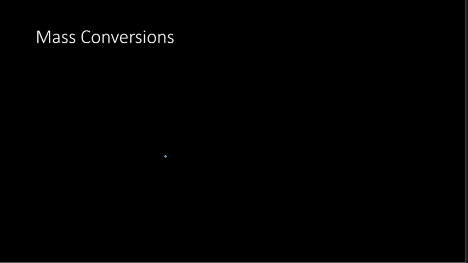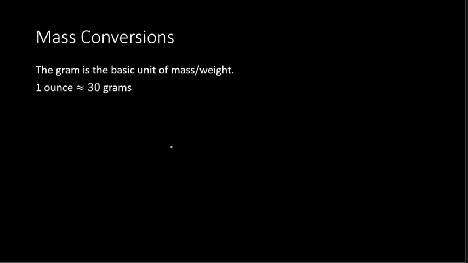And then we have mass. So mass or weight, you can kind of use those terms interchangeably. So for the metric system, the gram is the basic unit of mass or weight. Now a gram is a very tiny measurement. All right, so 1 ounce would equal about 30 grams. And remember, it took 16 ounces to make 1 pound. So this is really tiny.